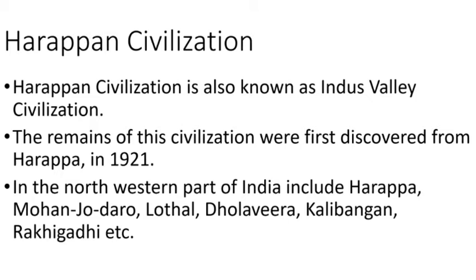In which year? 1921. In the northwestern part of India, the sites include Harappa, Mohenjo-daro, Lothal, Dholavira, Kalibangan, Rakhigadi, etc.